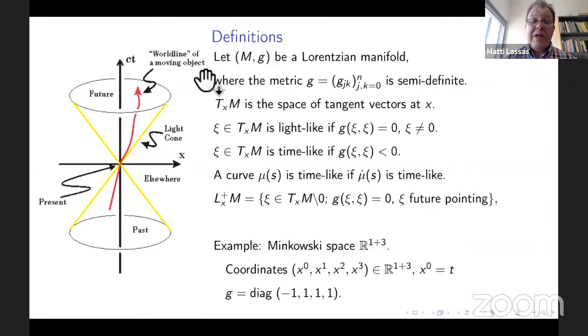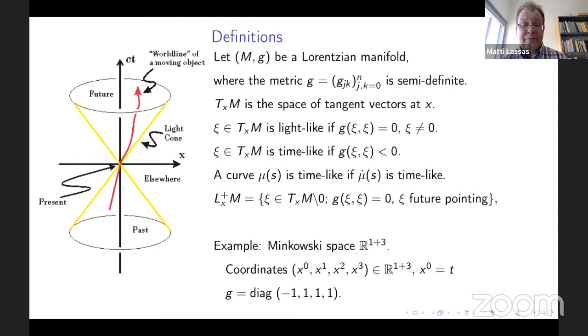Then I consider the tangent space, that is the space of all vectors that have base point at x. And then we consider the light cone. We say that the vector xi, having the base point here at the origin, is light-like if the quadratic form defined by the Lorentzian metric, evaluated at the point xi, gives zero. Physically, it means that xi is a tangent vector to the light cone. So when you go in the direction of xi, you propagate along the light cone. This is why it is light-like.